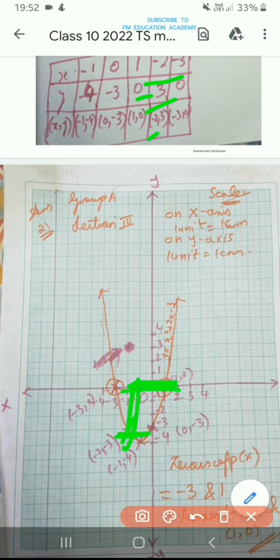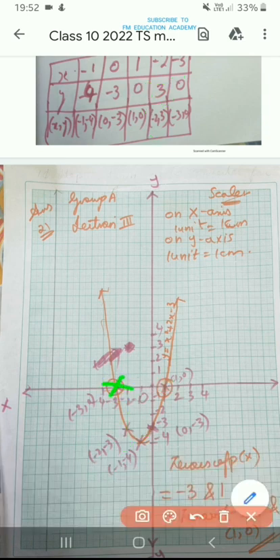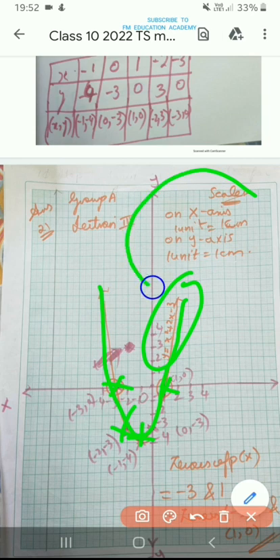So I see that I get all the points here. These are my 5 points which I got. Join all of them on the graph. Write the equation on the graph. Write the scale. On the x-axis, 1 unit is equal to 1 centimeter. On the y-axis, 1 unit is equal to 1 centimeter.